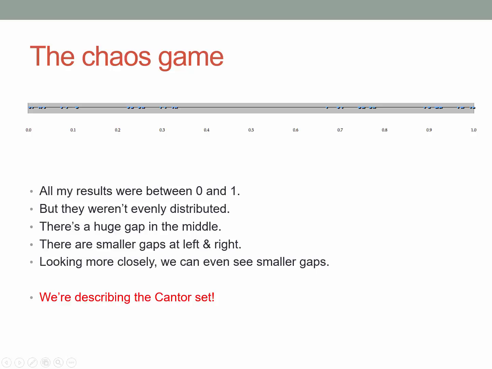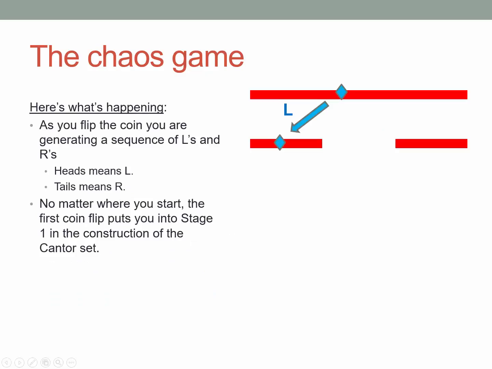So why are we getting the Cantor set out of this game? Well, here's what's happening. As you flip the coin, it's as if you're generating a sequence of L's and R's. Heads means L, tails means R. No matter where you start, the first coin flip will put you not necessarily in the Cantor set, but it will put you into stage 1 of the construction of the Cantor set. That is to say, after the first coin flip, you will either have a number between 0 and 1/3 or a number between 2/3 and 1. You will not have a number between 1/3 and 2/3. It just can't happen when you use our rules.